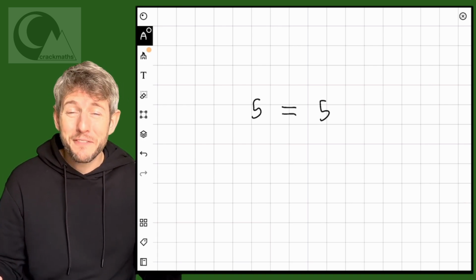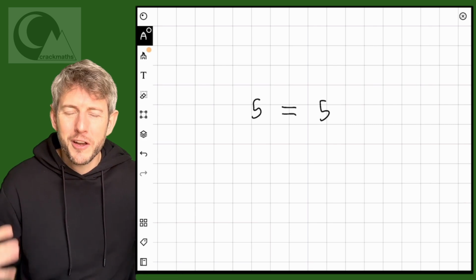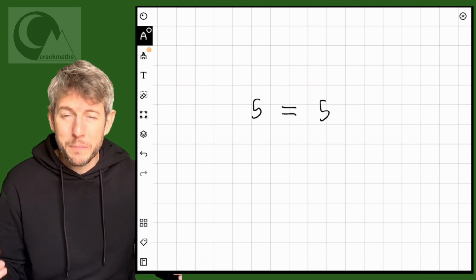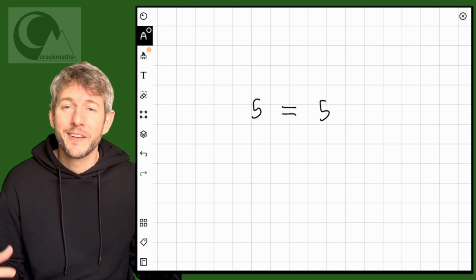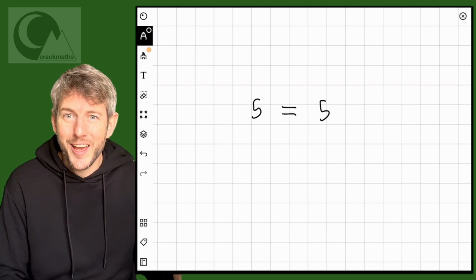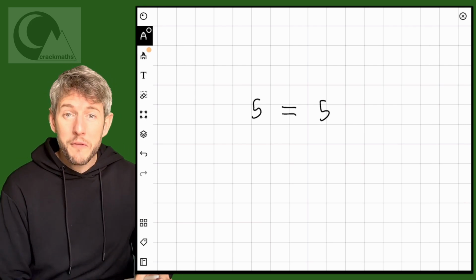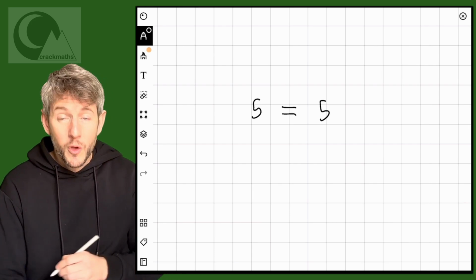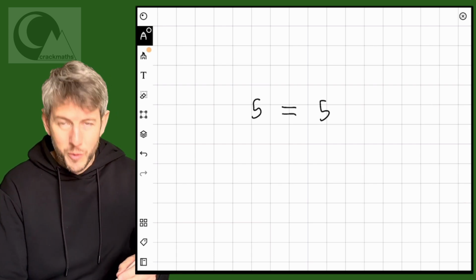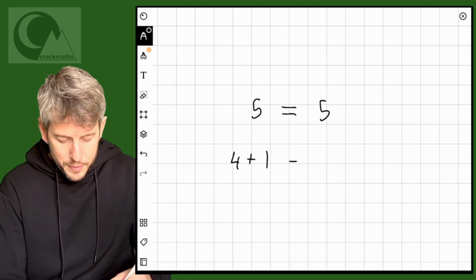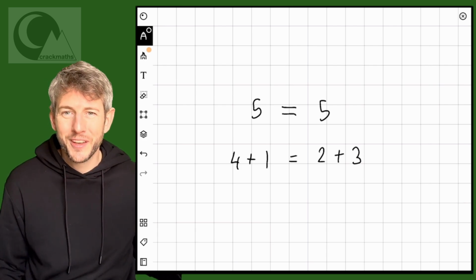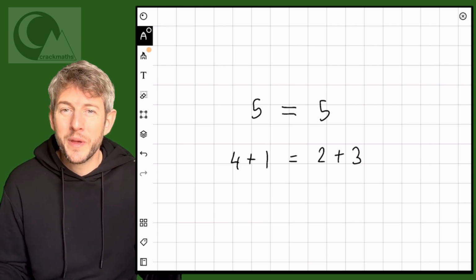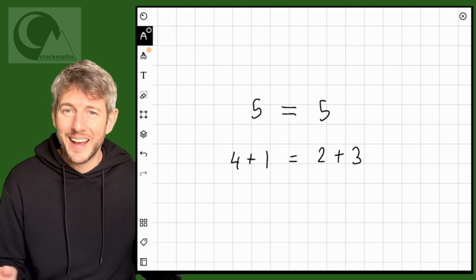But one of the main things we want to know about in maths, and the kind of thing that actually allows us to take that leap later on to the more complex stuff, is understanding that we can write 5 in a multitude of ways. So although I've got 5 equals 5 here, what I could also write is 4 plus 1 equals 2 plus 3. Okay, so these things still mean 5 equals 5, and that's that.